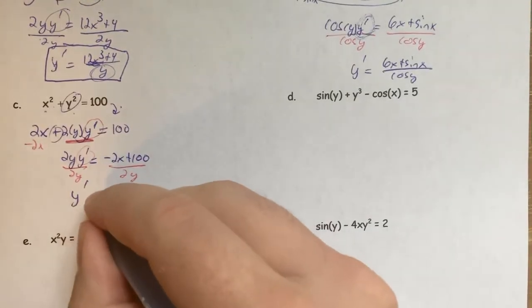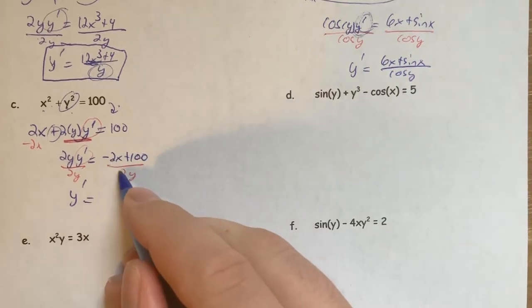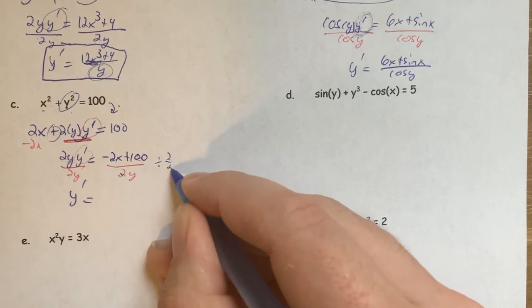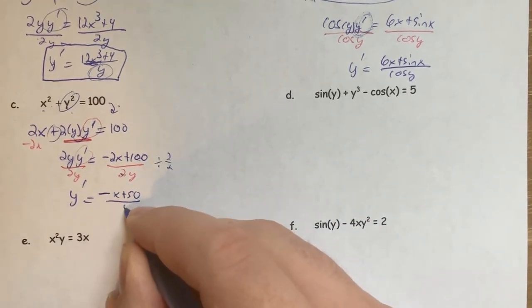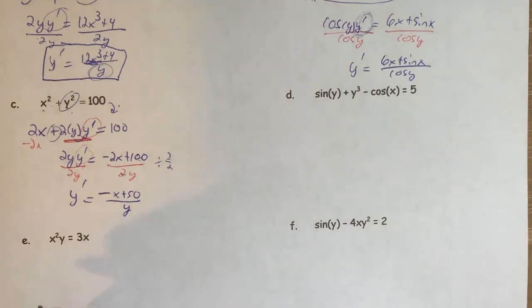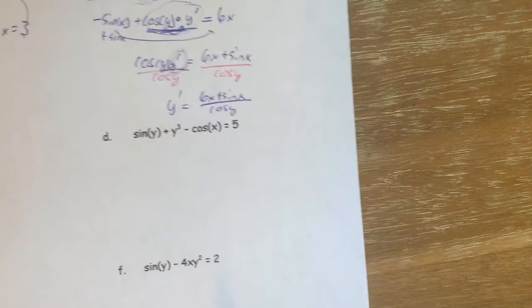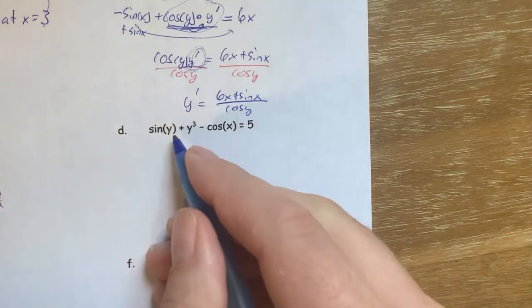And so we get y prime equals, here we can simplify a little bit. You'll notice they all have a multiple of 2, so we can divide by 2 over 2 and get just negative x plus 50 over y. Okay, this one is going to be a little bit different, and I think I'm going to walk through it with you rather than let you try it on your own.